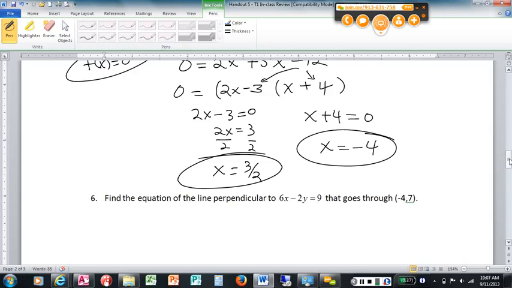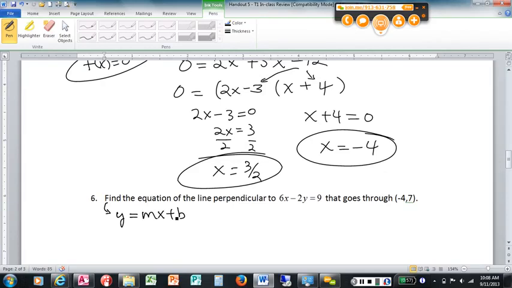Find an equation of a line, I'm thinking what format? Usually y equals mx plus b, right? Trying to find that y equals mx plus b. Now, in this case, I've got a couple of bits of information.